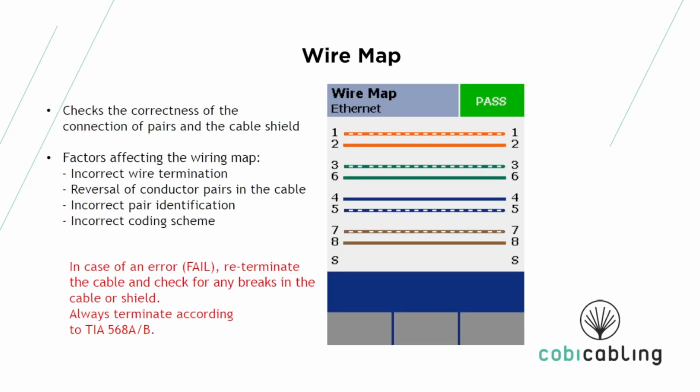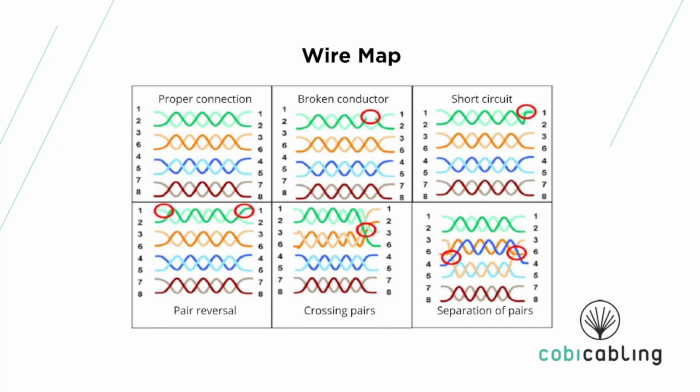Wire map. This test checks that all wires are connected correctly and that the cable is not damaged. If an error occurs, this usually indicates that the plug or socket is poorly connected or that the wires have been reversed. In this case, the cable should be corrected and measured again.